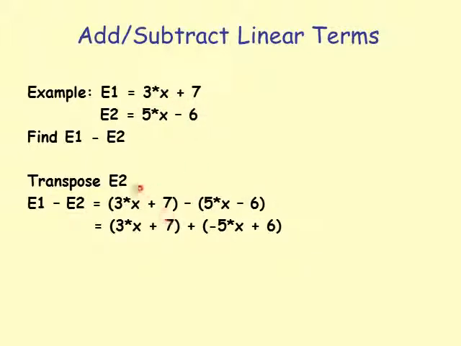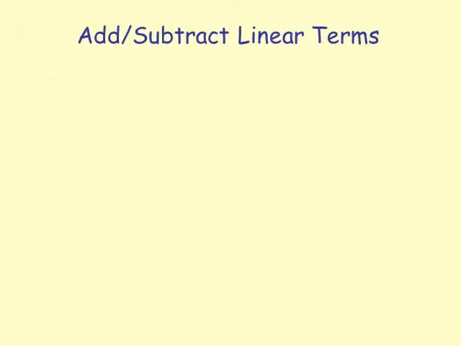Now we would transpose this E2 so that I have plus here. That means 3 times x plus 7 plus, and here, minus 5 times x plus 6. I change the sign of 5 from positive to negative, and for 6 from negative to positive. So E1 minus E2 is, that's what it is, 3 times x plus 7.